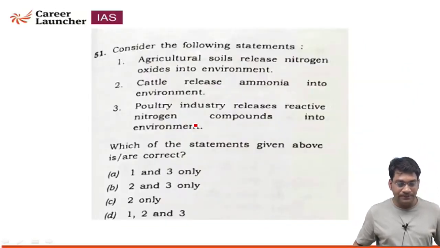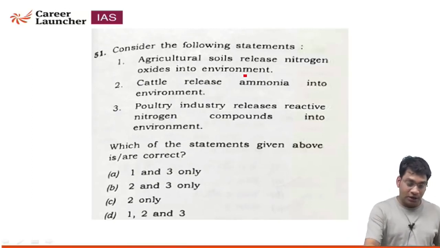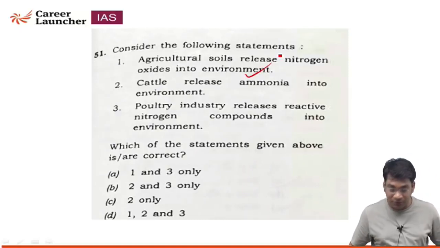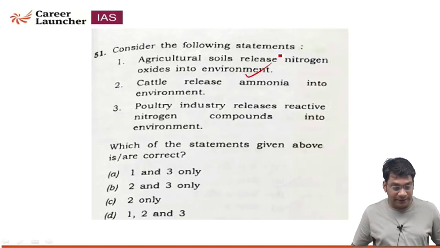Now next question. Question number 51. Consider the following statements. Agricultural soil releases nitrogen oxide into the environment. This statement is true, because agricultural soil is a major contributor in releasing nitrogen oxide into the environment.